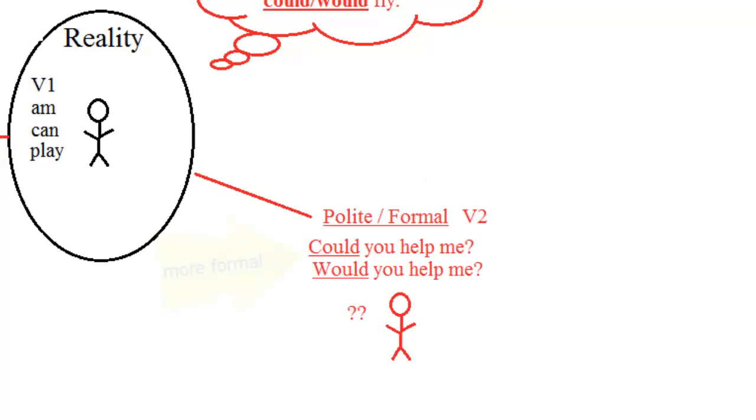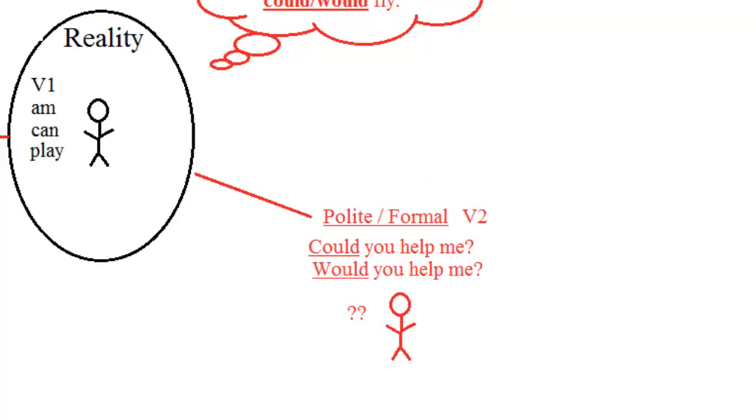Most students know that could and would are more formal, but if I ask you this question, could you help me or would you help me, when do I want your help? When am I asking for your help? I'm asking for your help now. I want your help now, but we are using verb 2 past simple again.